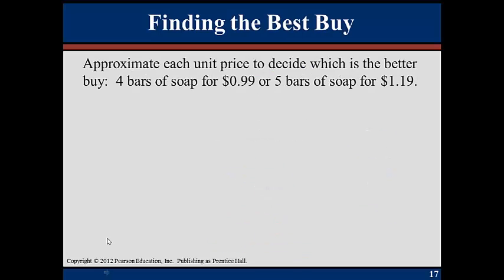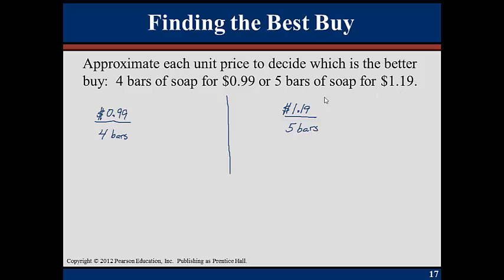It says approximate each unit price to decide which is the better buy. Is it better to buy 4 bars of soap for 99 cents or 5 bars of soap for $1.19? Okay, so we have two different unit prices to find. The first one says 4 bars for 99 cents. So remembering your unit prices, the price goes up top. So there's our 99 cents for 4 bars. And then for the second one, we have $1.19 for 5 bars.